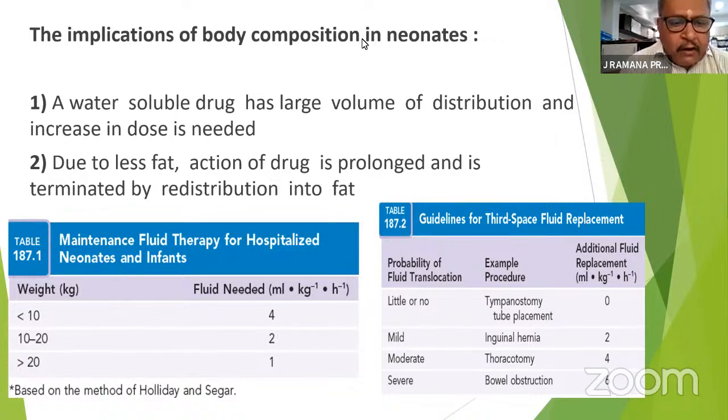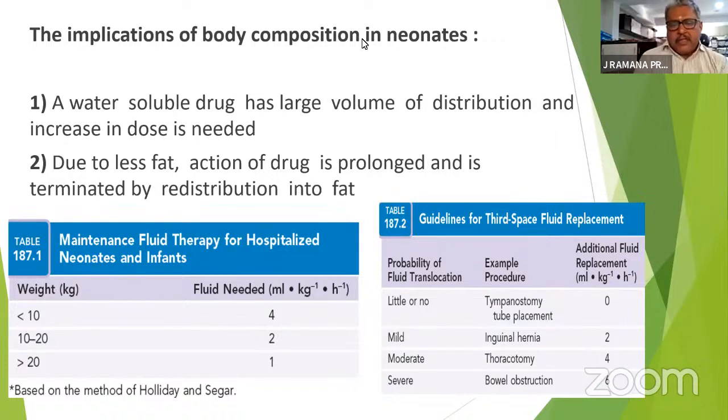Maintenance fluid therapy for a hospitalized neonate and infant is based on the method of Holliday and Segar. For the first 10 kg of weight, 4 ml per kg per hour. For the next 10 to 20 kg, 2 ml per kg per hour. For more than 20 kg, 1 ml per kg per hour. And this should be added to third space fluid replacement. How to calculate the third space fluid requirement?